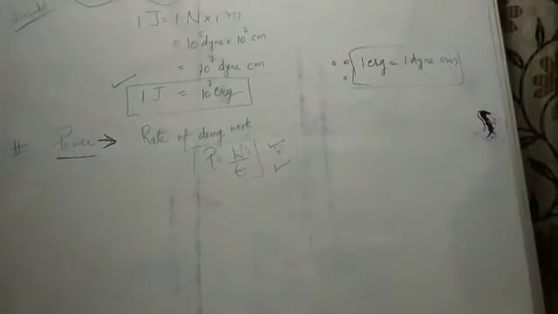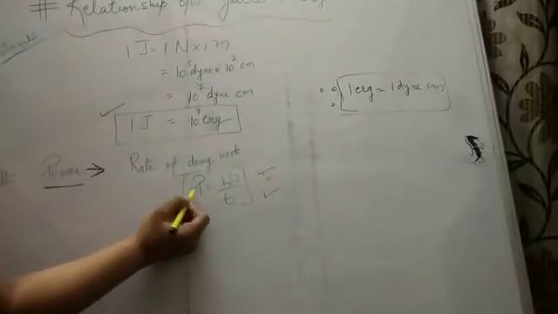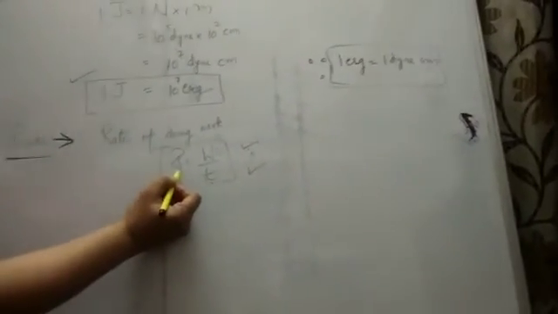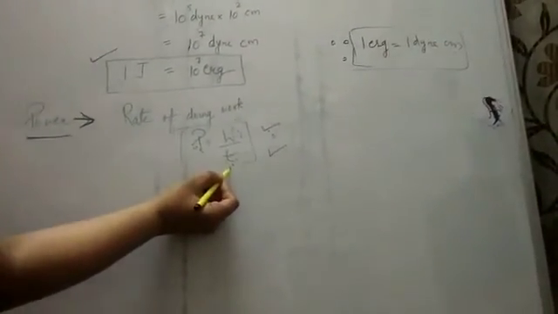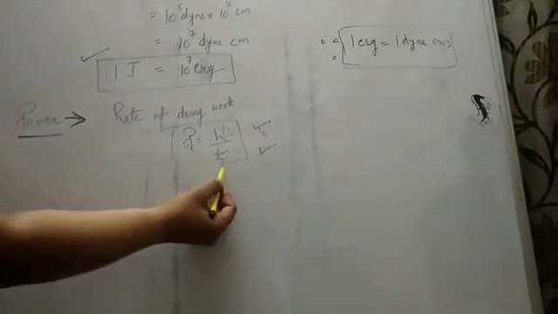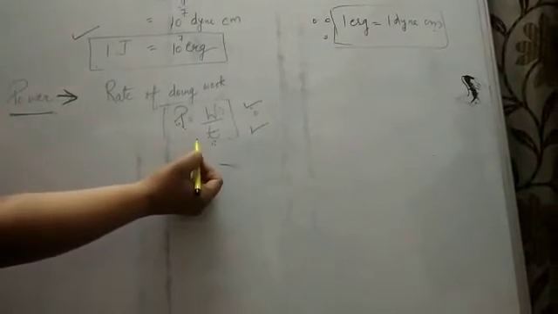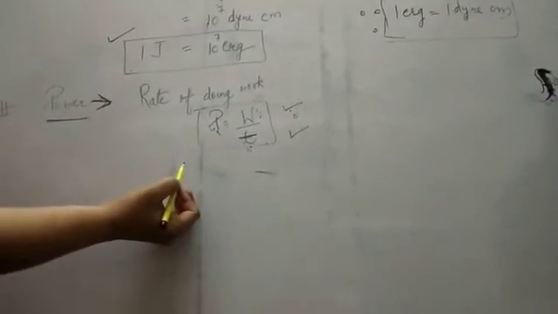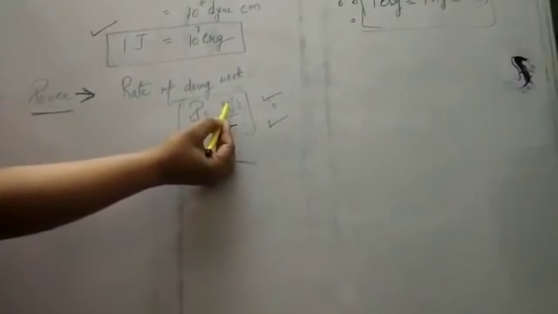If a person does a given amount of work in less time, you can see now that both of these are inversely proportional to each other. So if less time is taken to complete a particular task, or if a person is doing a particular work in less time, we will say that he has more power, because both of these are inversely proportional to each other.